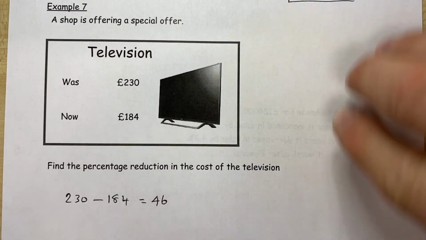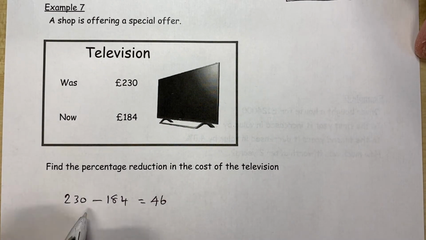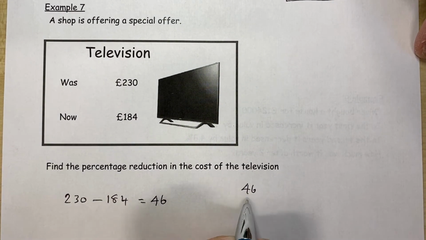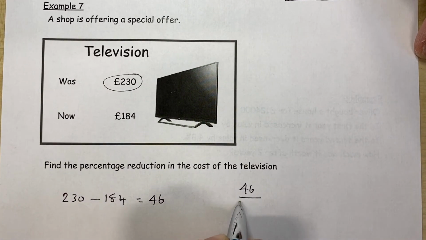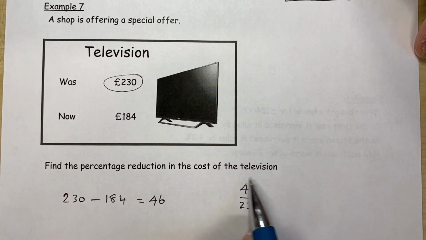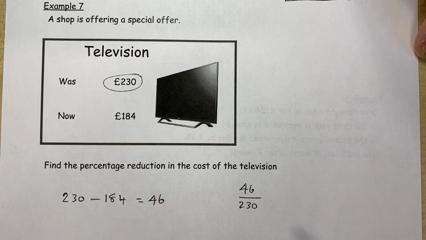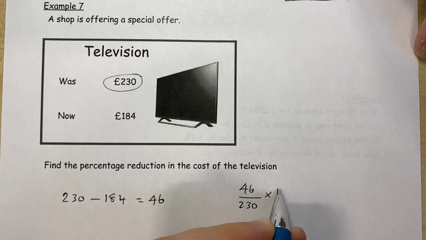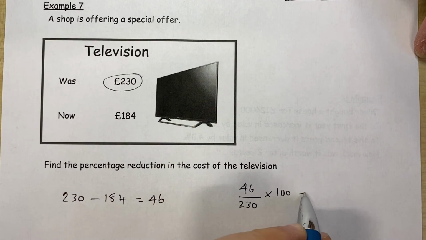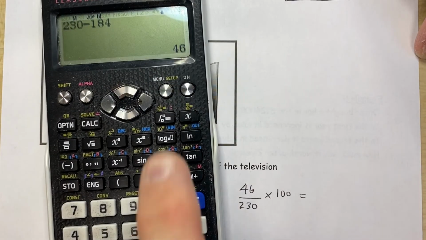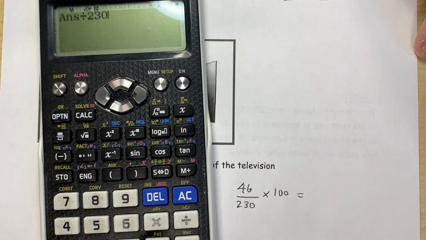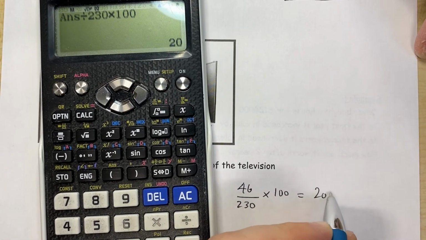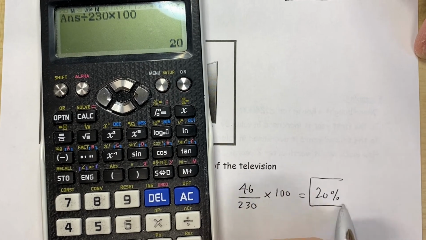What you then do, you write that decrease, that 46, as a fraction of what it was. It was 230. So that's what fraction that we have gone down by. But I don't want a fraction, it's an intermediate step. We times that by 100 to get the percentage. So the 46 is on the calculator. I divide that by the 230, and then I times that answer by 100, and it tells me that it was a 20% decrease.